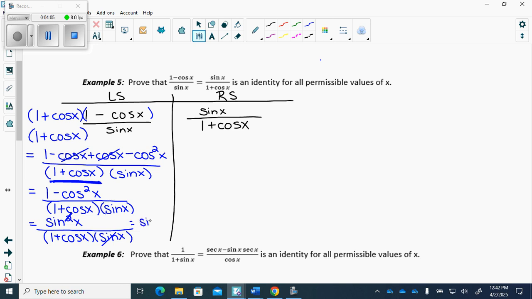Sine x over 1 plus cos x. LS equals RS. I did nothing to the right-hand side, so I don't have to work on both sides, right? I'm just trying to do some math to get them to match. And now they match, right?